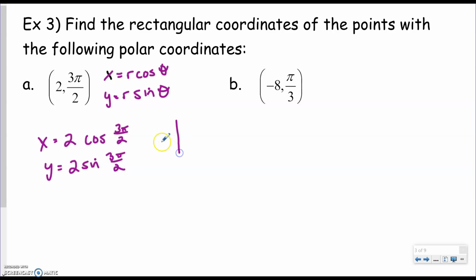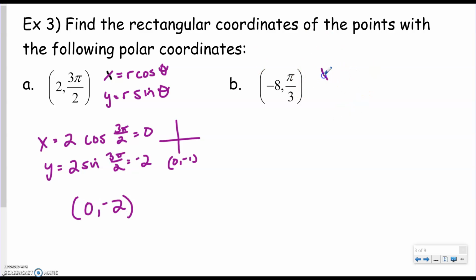So you do need to know your unit circle. Pi over 2, pi, 3 pi over 2 is at the point 0, negative 1. So if I plug in 0 here, this gives me 0. If I plug in negative 1 here, I get negative 2. So the rectangular coordinates that correspond are 0, negative 2.